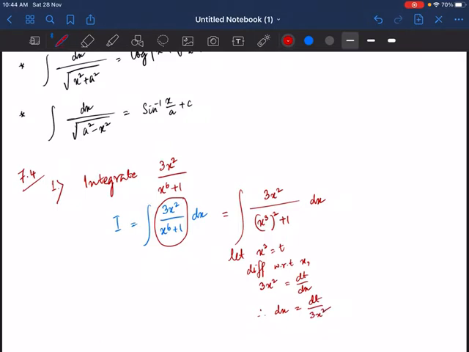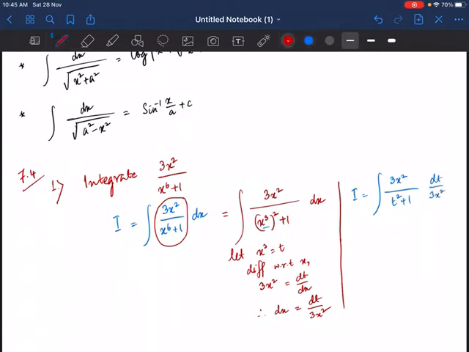So let's put this substitution in the above problem and see what you get. My I will become I is equal to integration of, in the numerator, there is 3x square. So I will write 3x square in there. And in place of x cube, I will write t square plus 1. And in place of dx, I will write dt by 3x square.